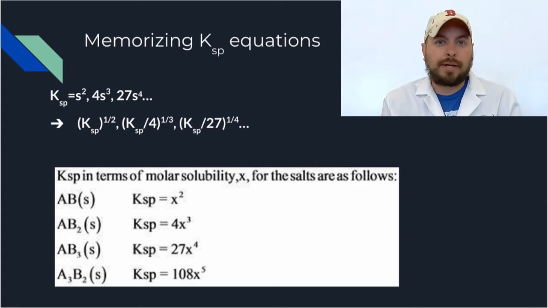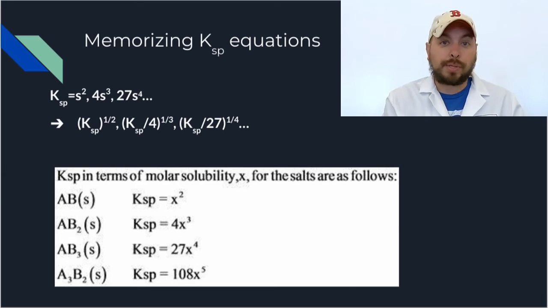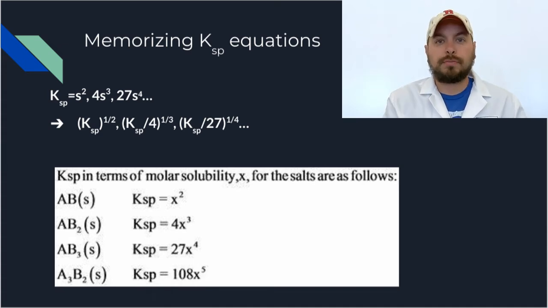we can set up a standard rule for each of these equilibrium expressions. So in any ionic compound that has 2 ions, KSP is going to equal S squared. In any compound that has 3 ions, whether it's 2 cations and 1 anion or 2 anions and 1 cation, it's always going to equal 4S cubed. If there are 4 ions, whether it's 1 cation and 3 anions or 3 cations and 1 anion, it's always going to equal 27S to the 4th.